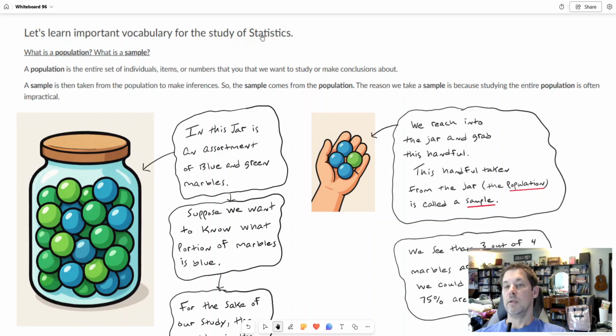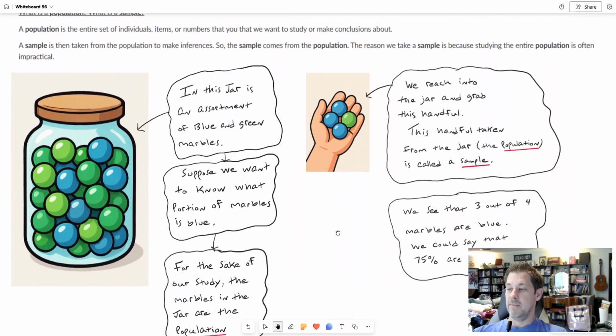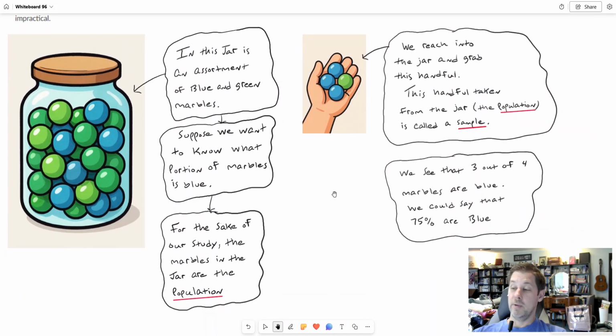So here goes. The first two terms I think everyone needs to know are: what is a population and what is a sample. In order to explain all this vocabulary, I'm going to give an example that I hope is really easy to understand. Try to use your imagination and imagine that we have a jar, and within it is an assortment of blue and green marbles, just like you see. Some are blue, some are green.